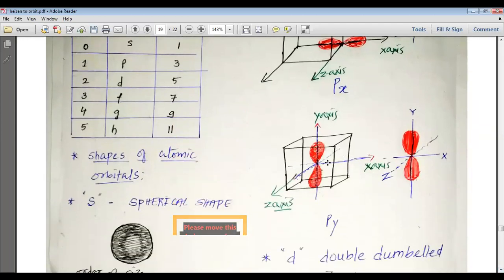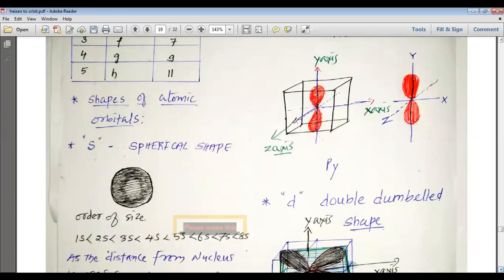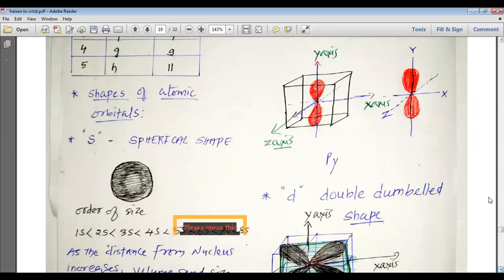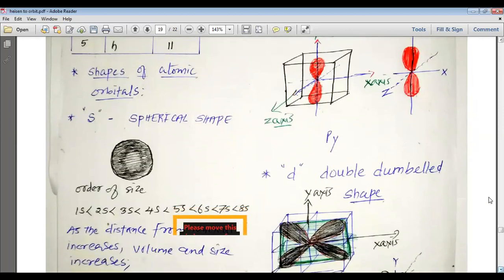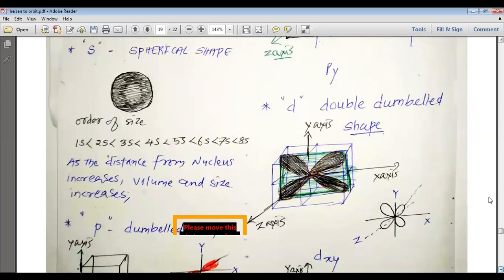In the same way, if you have the x-axis, y-axis and z-axis, you can see here in 2 dimensions and 3 dimensions how we can understand the py orbital. So this is how we can understand the various shapes in 2 dimensions as well as in 3 dimensions for p orbitals.